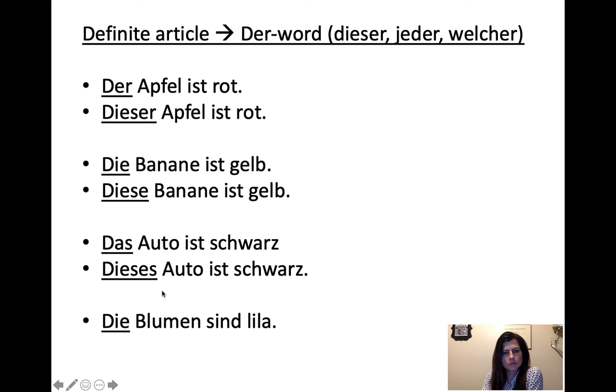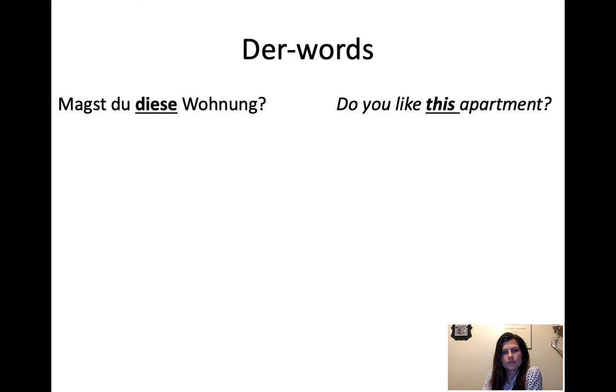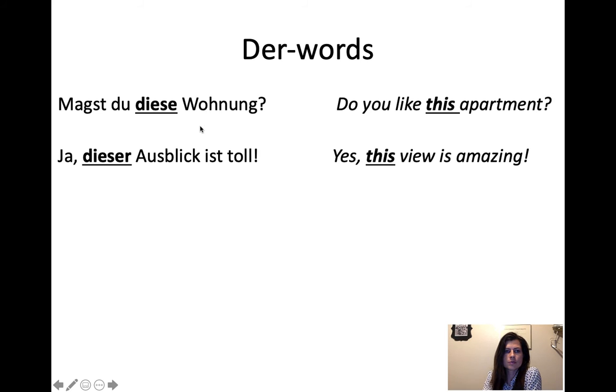Die Blumen sind lila, diese Blumen sind lila. These flowers are purple. So we have some more examples with some of the other words. So magst du diese Wohnung? Do you like this apartment? And Wohnung is feminine, diese Wohnung.